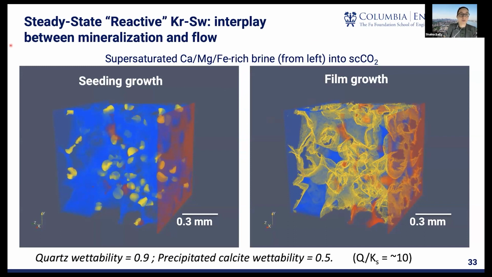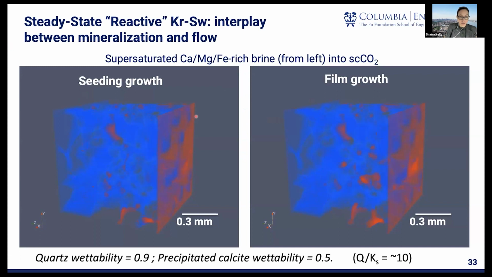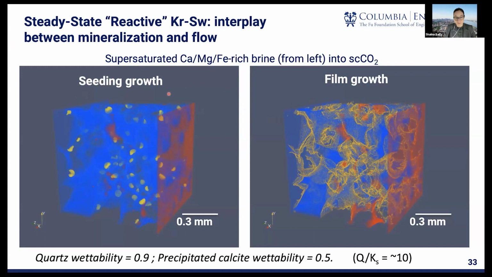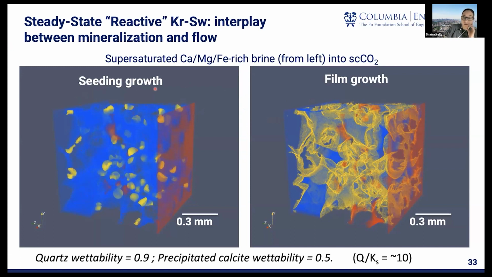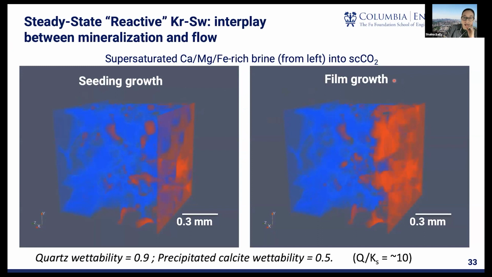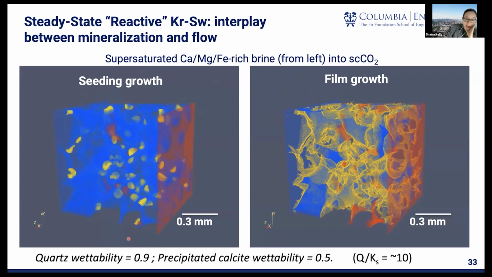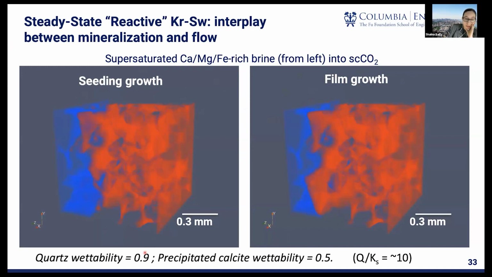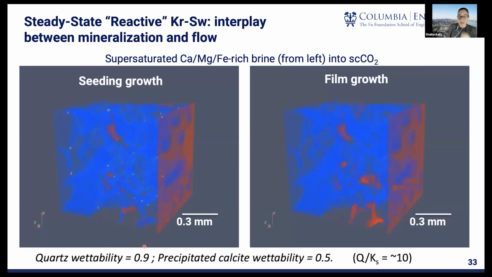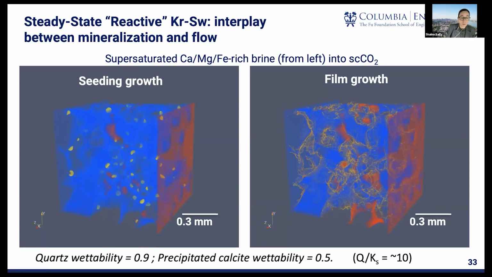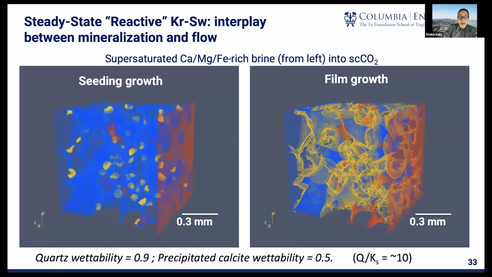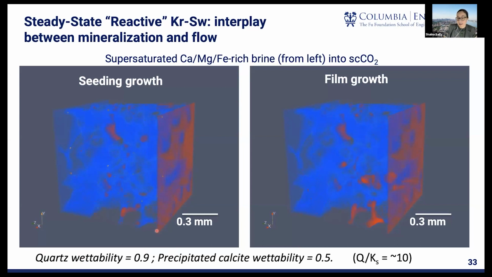So here we have that same Bentheimer type geometry, and we're looking at two end members of nucleation. One is the seeding growth, or nodules, and the other is a film growth. In this case, we actually have a supersaturated brine going into a supercritical CO2. And in this case, we did add wettability effects. The other one was pretty neutral. This time it has a very water-wet wettability for the silicate, and then the precipitant is slightly less water-wet.